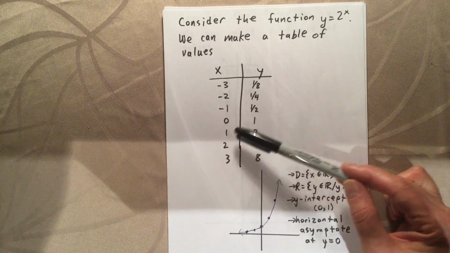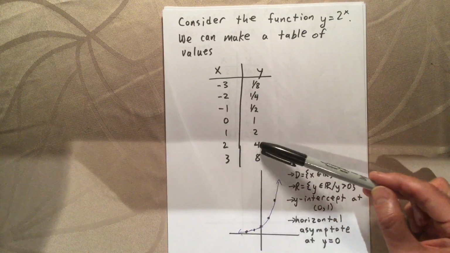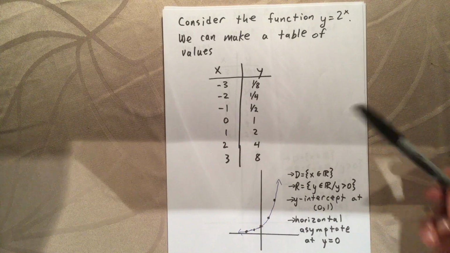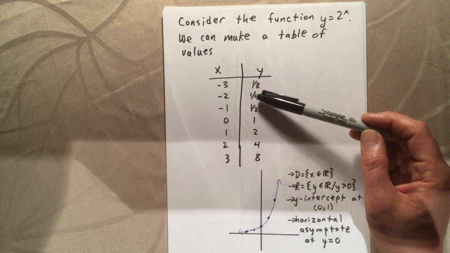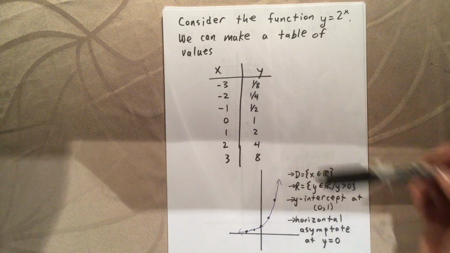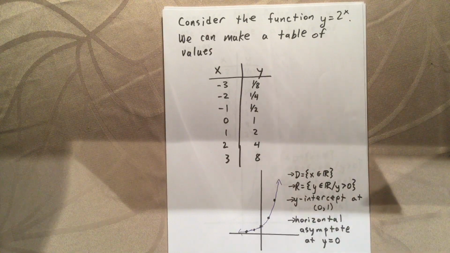2 to the 0 is 1. 2 to the 1 is 2. 2 to the 2 is 4. And 2 to the 3 is 8. So we're going to plot these 5 points. We'll ignore the first one and the last one just for the ease of graphing them.